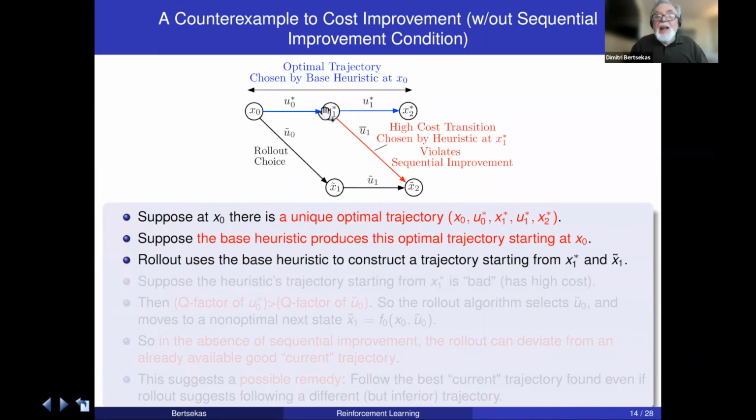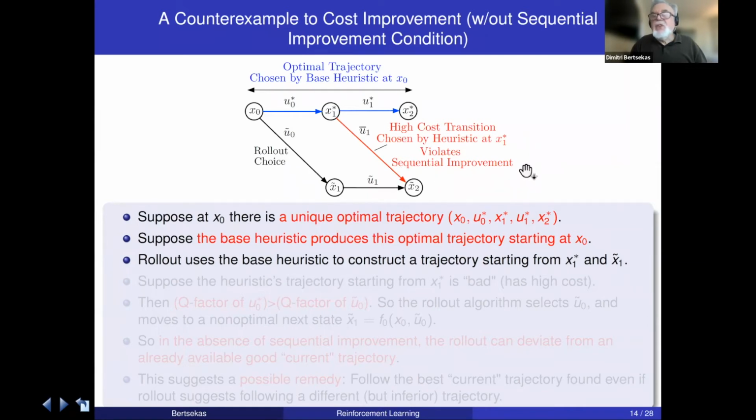Now, if we choose X0 star and get to this state, we have to run the Bayes heuristic from this one. But suppose that the Bayes heuristic, again by accident or by design, chooses this red branch and goes to X2 tilde. This is the high cost transition. And we assume that it is chosen by the heuristic at state X1 star.